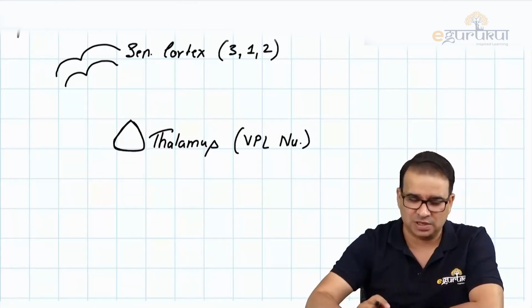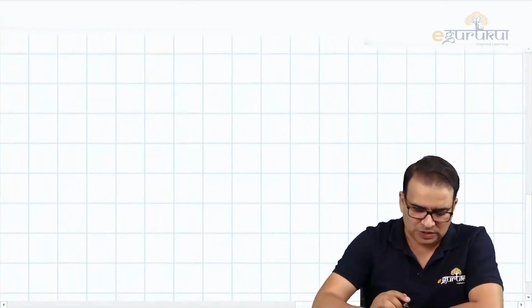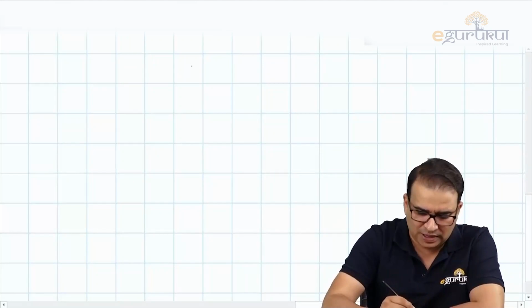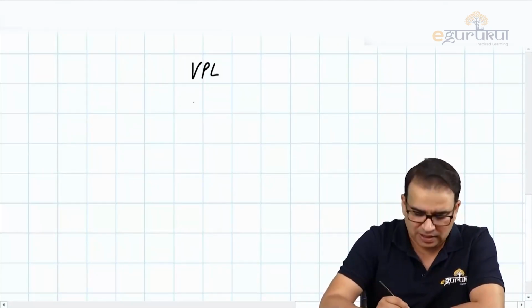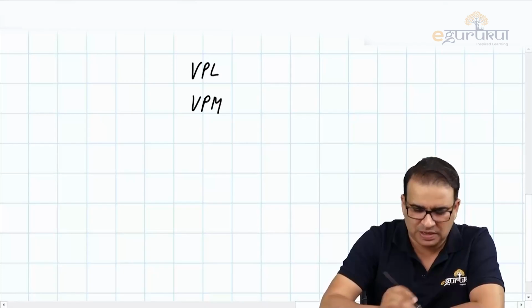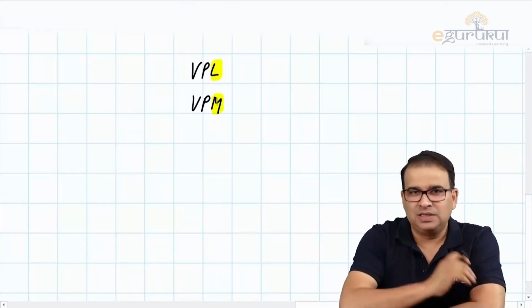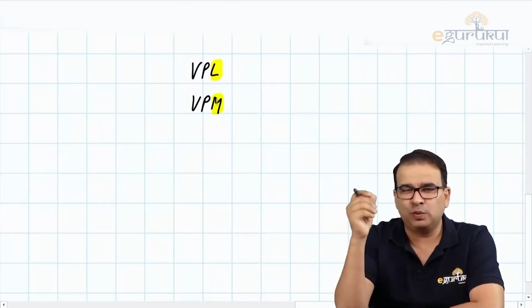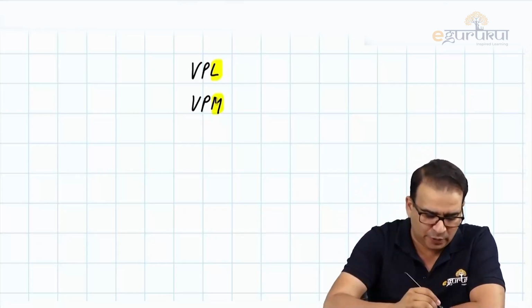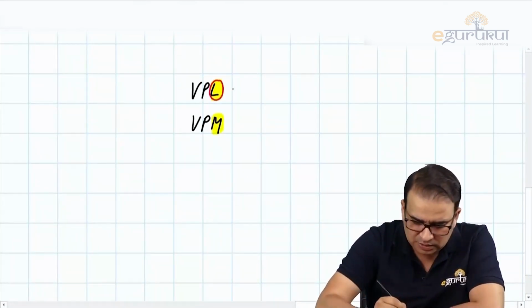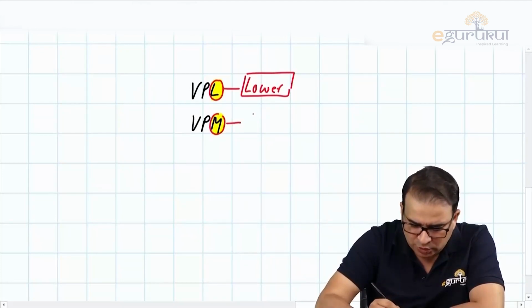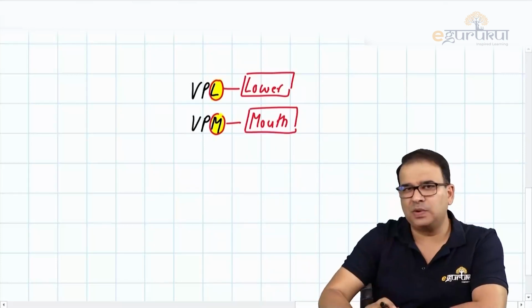If I may take you away from this discussion for a second, we'll come back to this. The thalamus has an important nucleus called VPL, ventro-posterior-lateral, and a nucleus called VPM, ventro-posterior-medial. Think of these words. Ventro-posterior is there in both. One is lateral, one is medial. So L and M will help you here. When you say L, this should remind you of lower. And when I say M, M should remind you of mouth. Just a hint, and this will help.